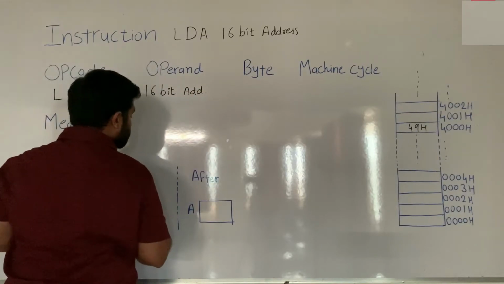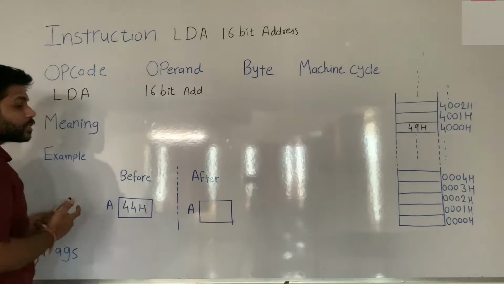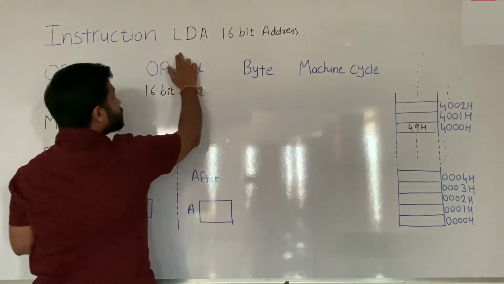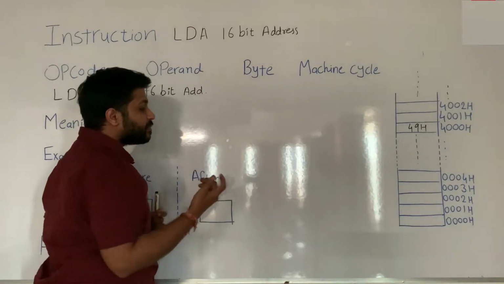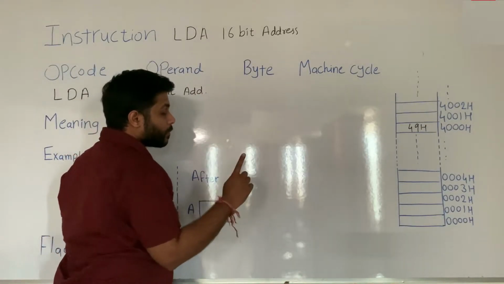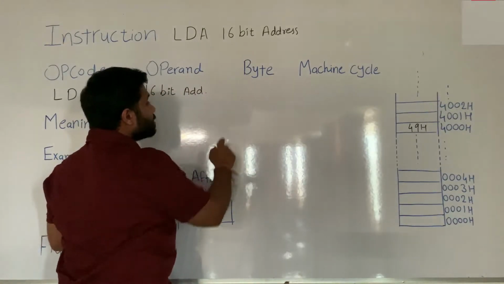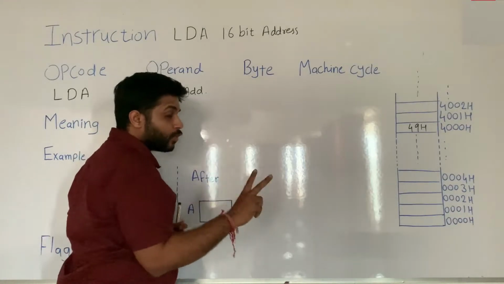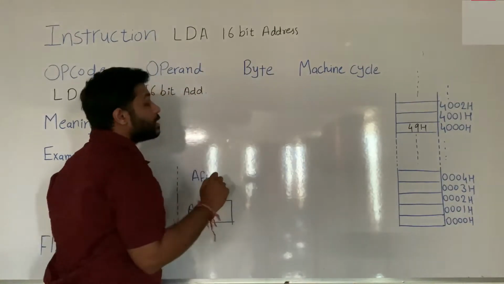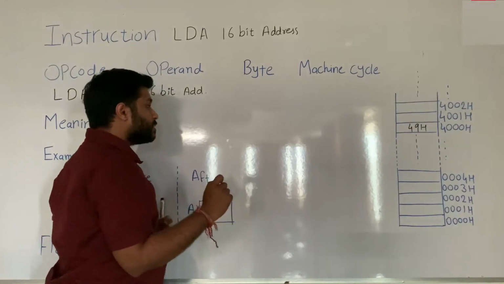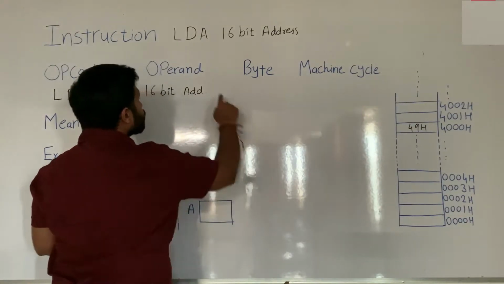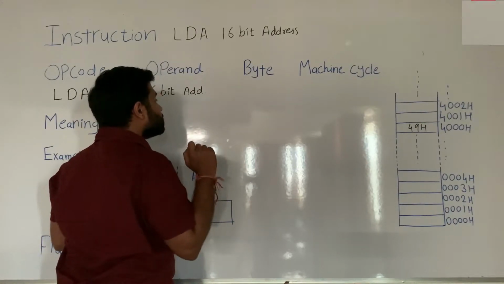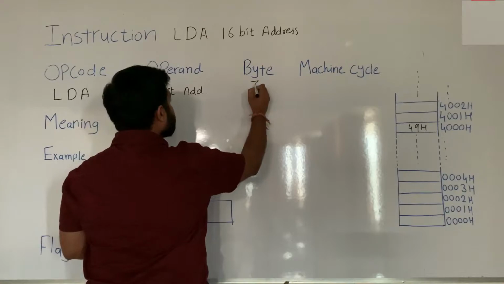What is the byte of this instruction? Byte of the instruction means the size of that instruction. If no data is present in the instruction, it means the instruction is of 1 byte. If an 8-bit value is present, the instruction is of 2 bytes. And if a 16-bit value is present, the instruction is of 3 bytes. So you can see that in this instruction a 16-bit value is present, which means this instruction is of 3 bytes.